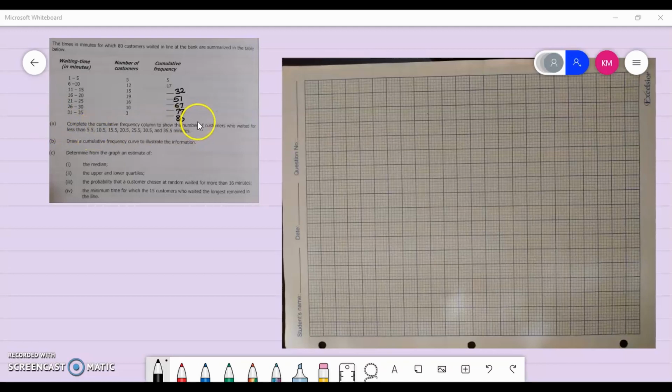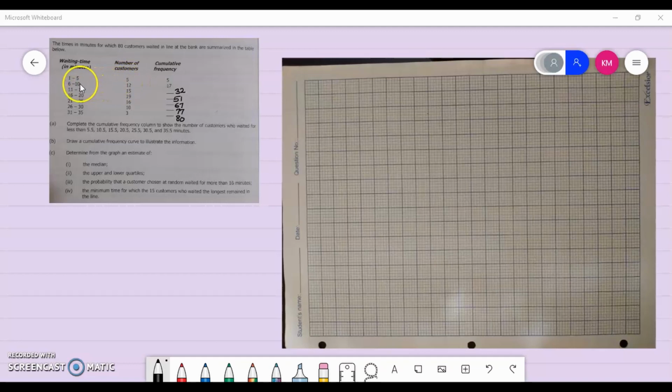Now, why did they say it's the customers who waited less than 5.5 minutes? Remember, my first class interval, it actually goes from 0.5 to 5.5. So 5.5 is going to be my upper class boundary. And if I am asked how many customers waited in line for less than 5.5 minutes, I'm going to say that answer is going to be 5.